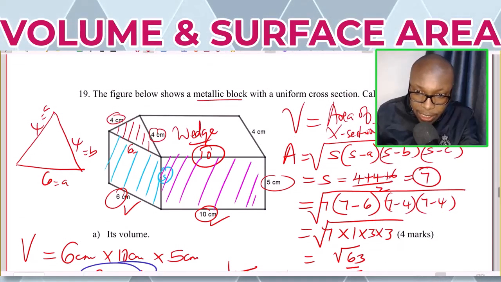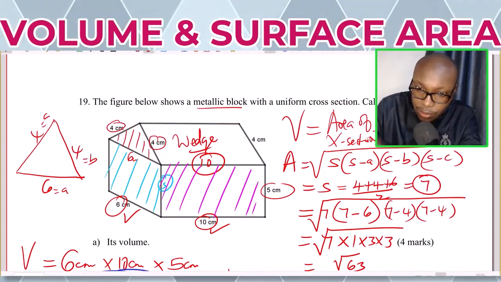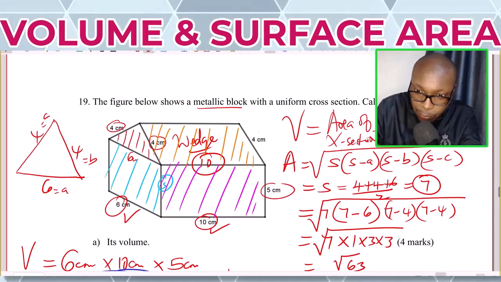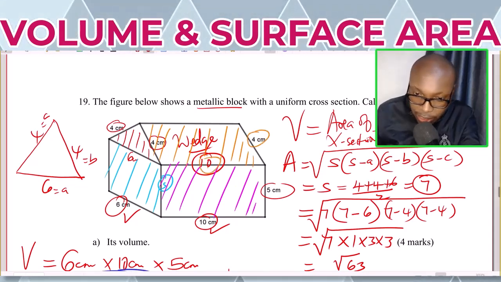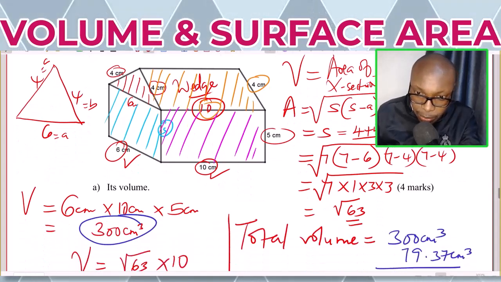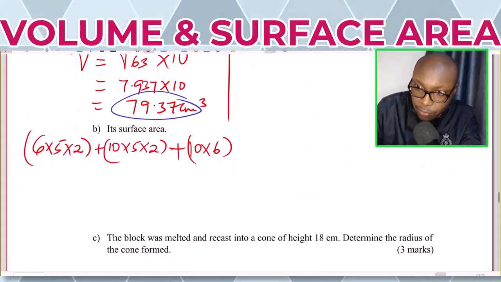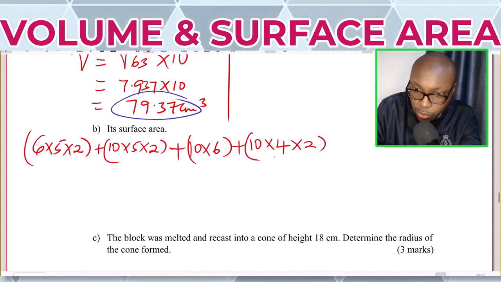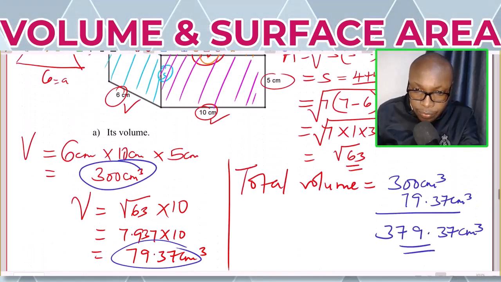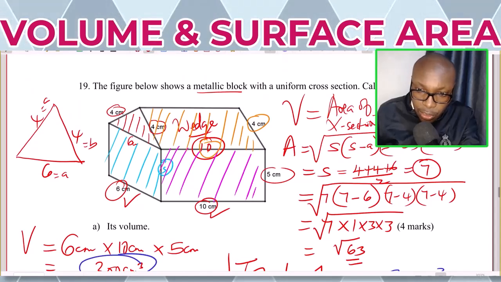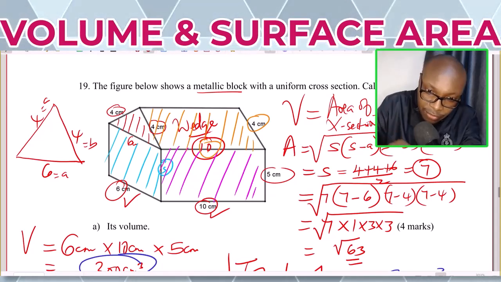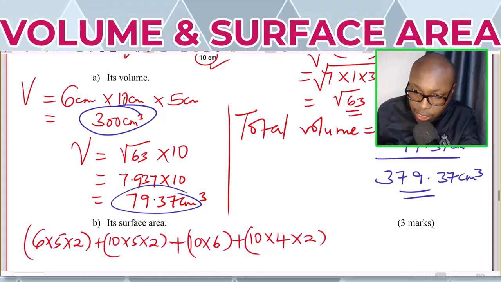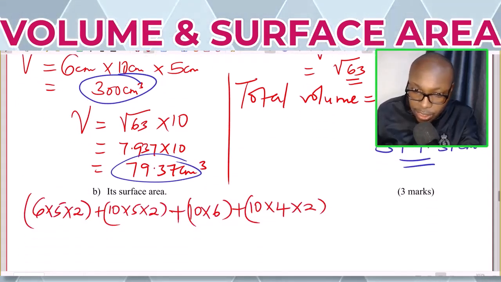So what is remaining now? We go to the top part. For the top part, we have this rectangle here that measures 10 by 4, and there are 2, one on the other side. So 10 by 4, then multiply by 2 because we have the other face on the other side. And then what is remaining now? The triangular surfaces.